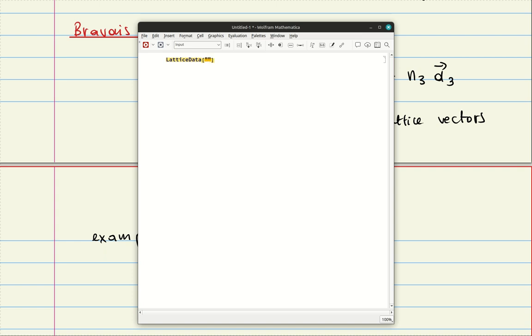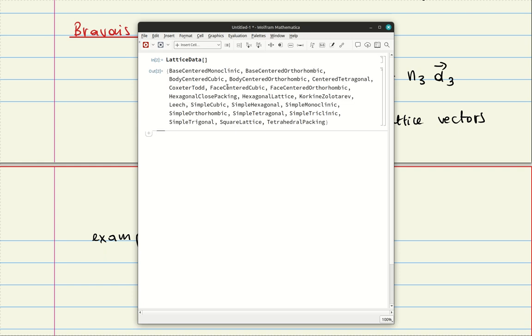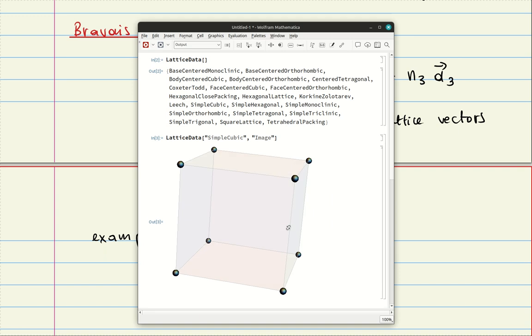Let's start with something simple. If you do something like this, it gives you all possible definitions here. For example, let's start with simple cubic, and let's see the image. Okay, this is simple cubic, right?